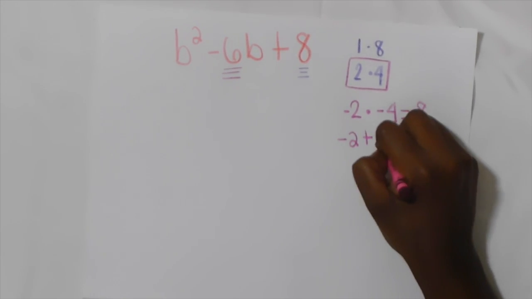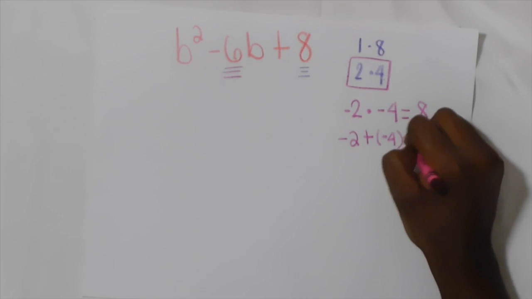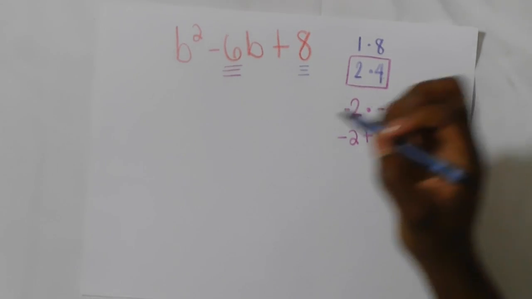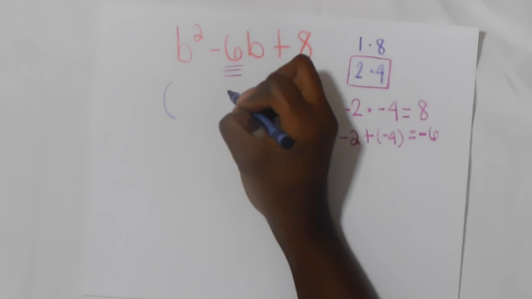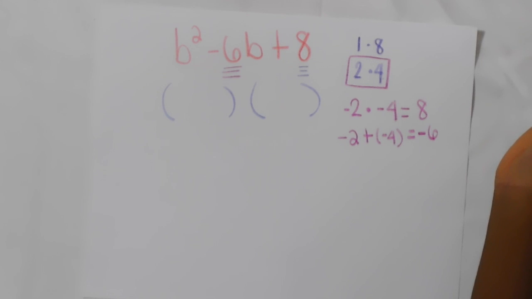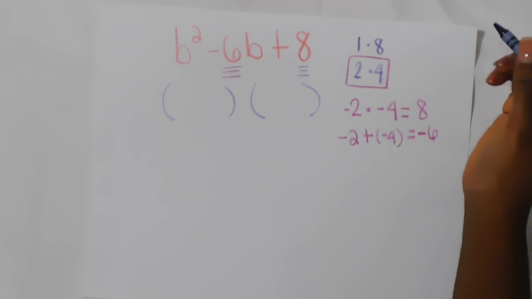If I just add my two numbers together, 2 plus 4, it's going to give me a positive 6. So I've got to mess with my numbers just a little bit. That's why I did negative 2 times negative 4, which is going to give me a positive 8, and a negative 2 plus a negative 4 equals negative 6. That's how I figure out my magic combination. So now I've got this awesome combination.